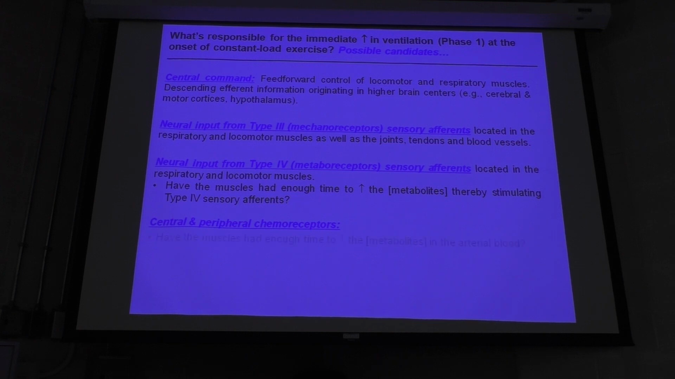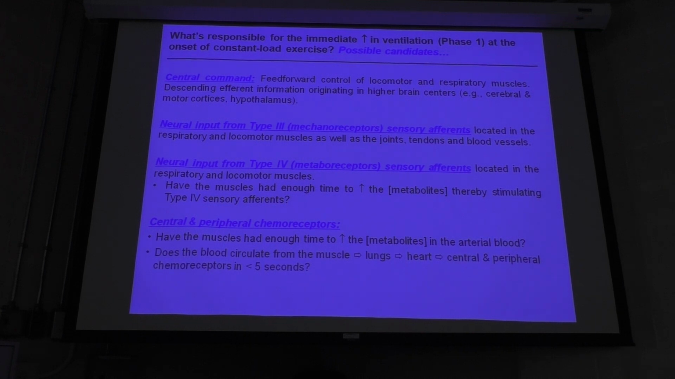And then we also have the central and peripheral chemoreceptors, so in the brain and at the carotid bodies. Have the muscles had enough time to increase the metabolite concentration in arterial blood within a breath? No, because remember, even during light and moderate intensity exercise where there's no acid-base disturbance, ventilation increases in an intensity-dependent manner at the onset of exercise. Does the blood circulate from the muscle to the lungs, through the heart, to the central and peripheral chemoreceptors in less than 5 seconds? Transit time of a red blood cell through the body is about 6 seconds. So, still, not necessarily within the time window that we're looking at.